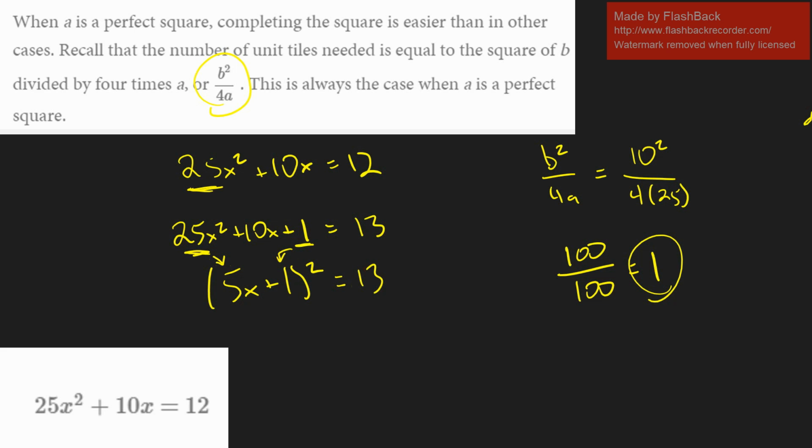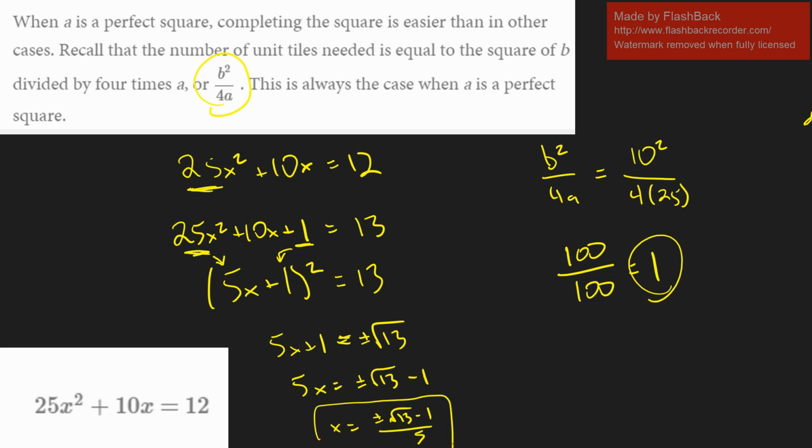Take the square root of both sides, and you're going to get 5x plus 1, because the inside's going to pop out, equals plus or minus the square root of 13. Whatever it is, we don't know because it's irrational. Then simply subtract 1 from both sides, and you'll get 5x equals plus or minus square root of 13 minus 1. And then divide both sides by 5, and you'll get x equals plus or minus square root of 13 minus 1 divided by 5.